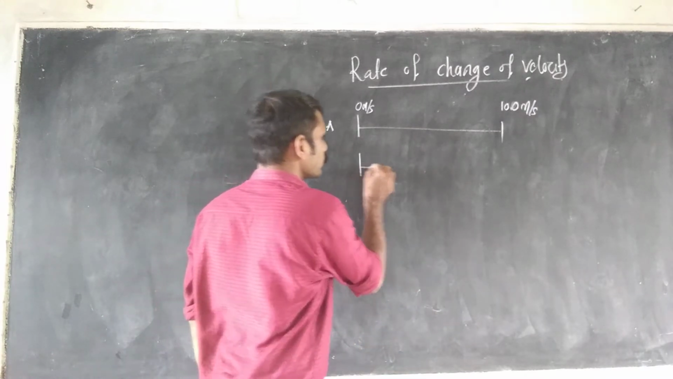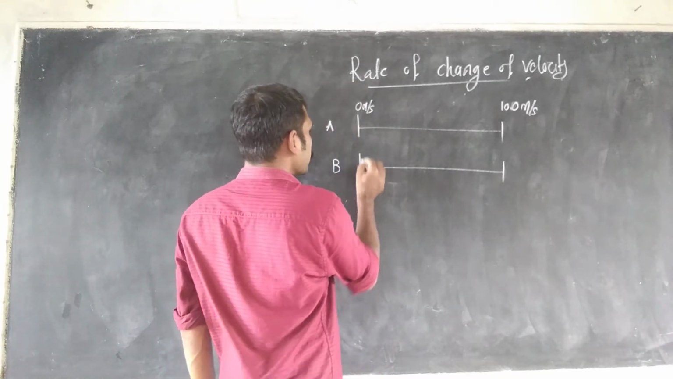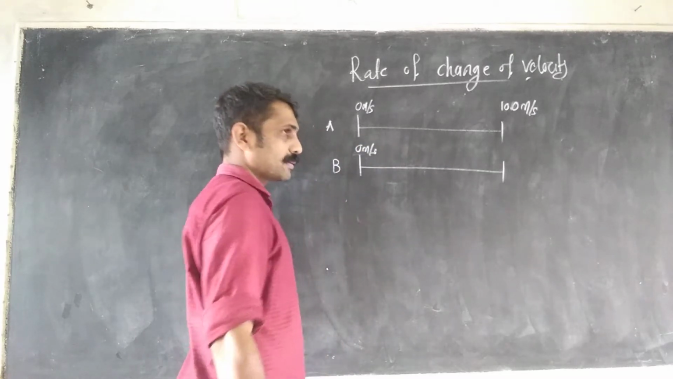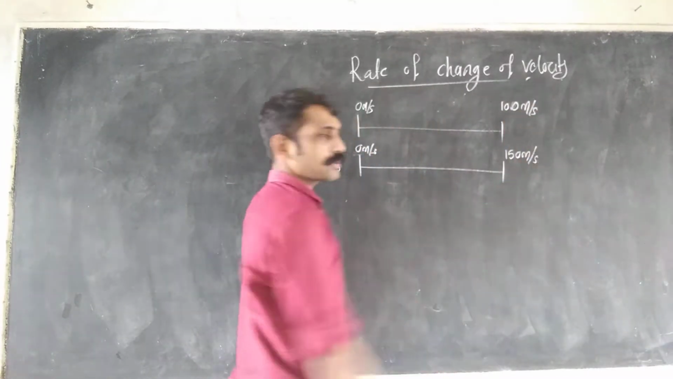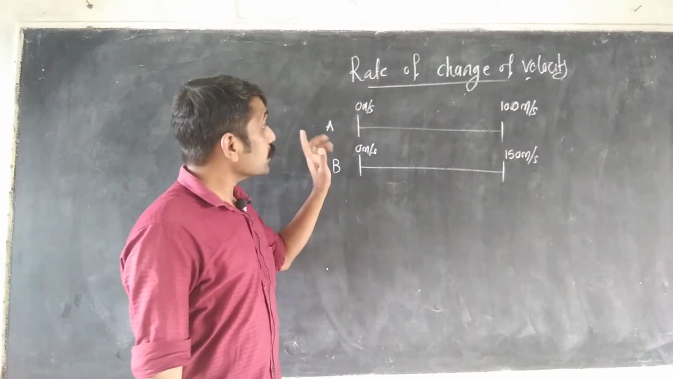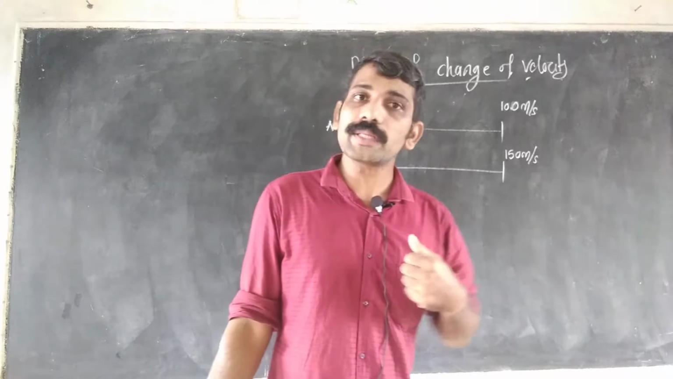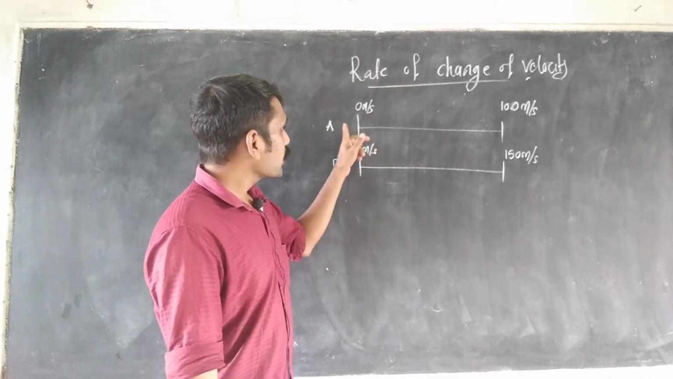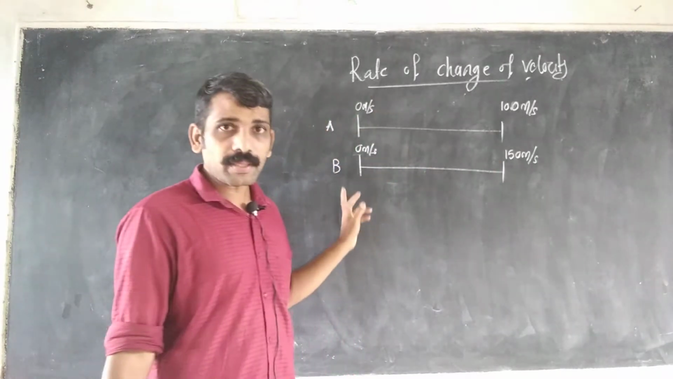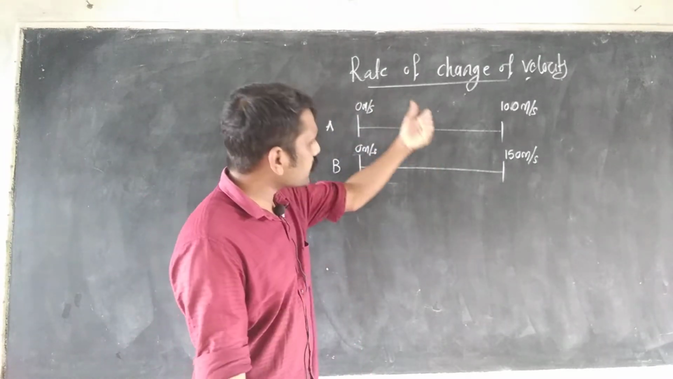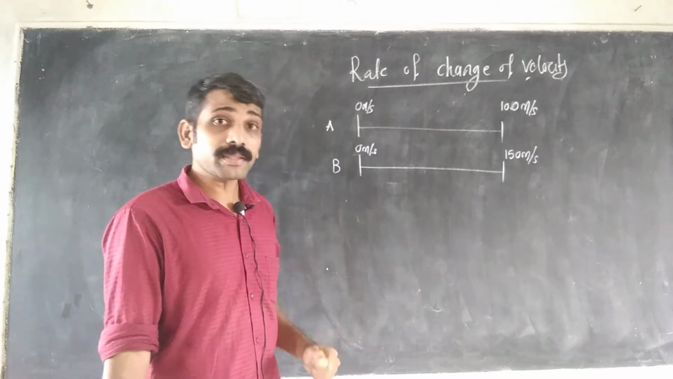Another object, object B, has initial velocity 0 meter per second. Initially its speed is 0. The final velocity is 150 meter per second. Here, who changes fast and who changes slowly, we cannot say, because the amount of change is given, but time is not given.